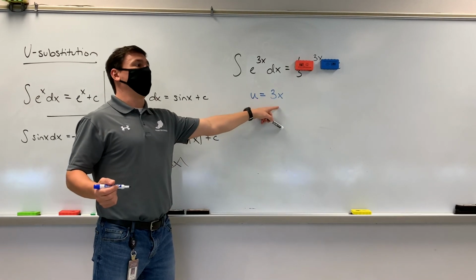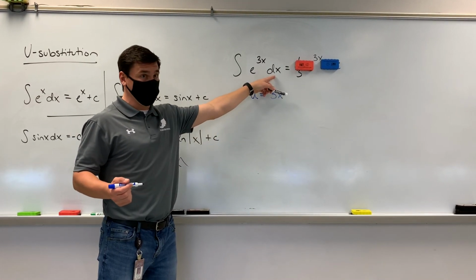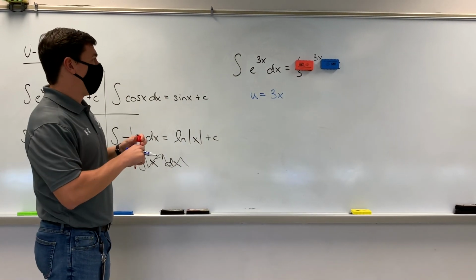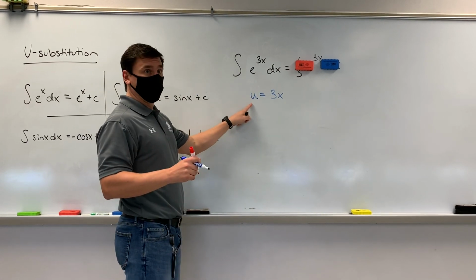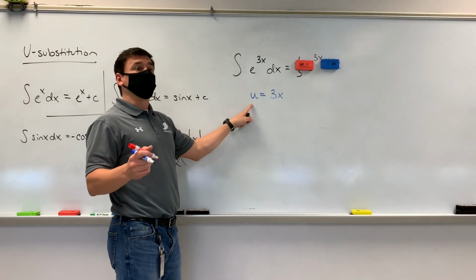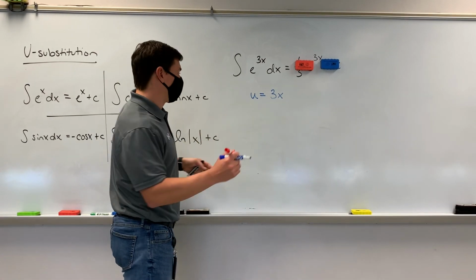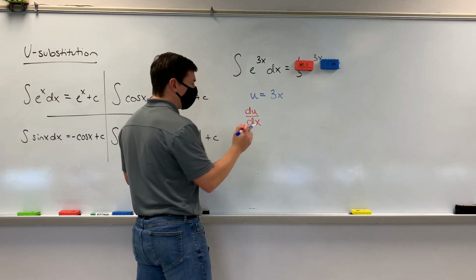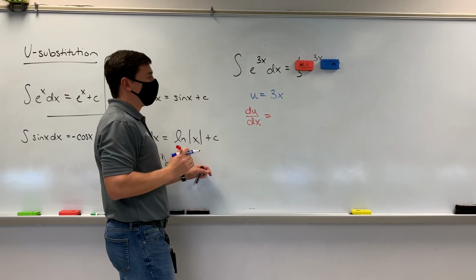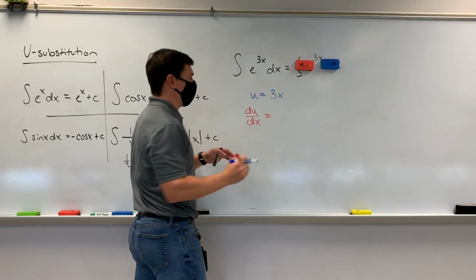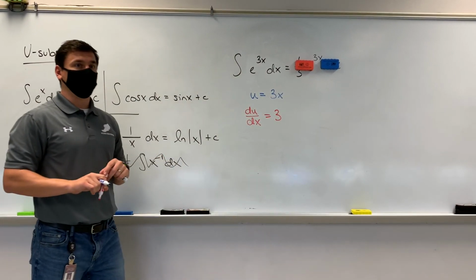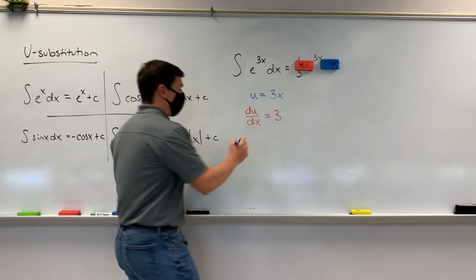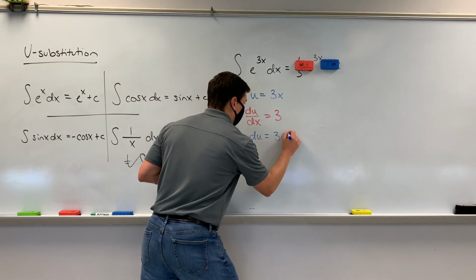So if u is 3x, the next thing I need to do is get dx out of here. In order to do that, I'm going to show you a step that I'll do this time, but won't typically do in the future. I'm going to take the derivative of u with respect to x. The derivative of u with respect to x is du dx, and that's equal to the derivative of 3x with respect to x, which is just 3. If I separate my differentials, I could rewrite this as du equals 3 dx.